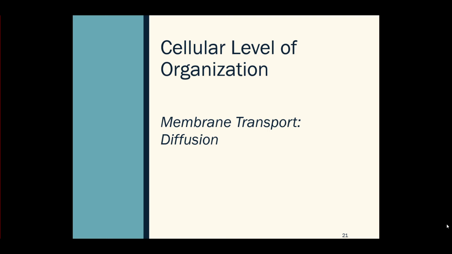In this lesson, we'll continue our discussion of the cellular level of organization by taking a look at how substances move in and out of the cell. This is known as membrane transport. There are a number of different types. We're going to focus on diffusion in this lesson.